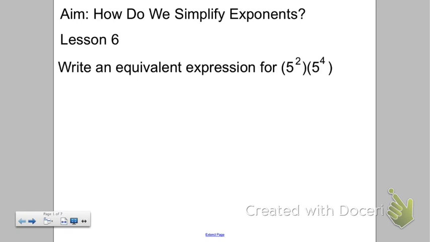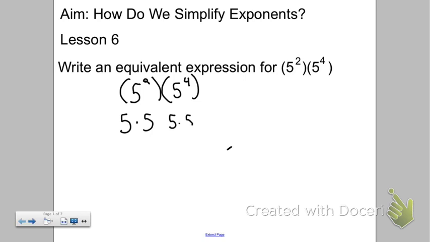5 squared means I have 5 times 5. And I'm multiplying that by 5 to the 4th power, which means I have 5 times 5 times 5 times 5. If I count up how many 5s I have all together, I have 1, 2, 3, 4, 5, 6. So I end up with 5 to the 6th power.